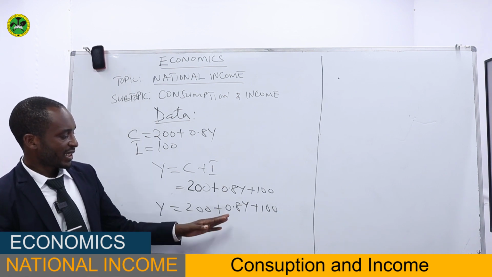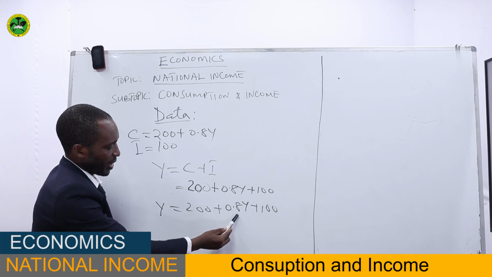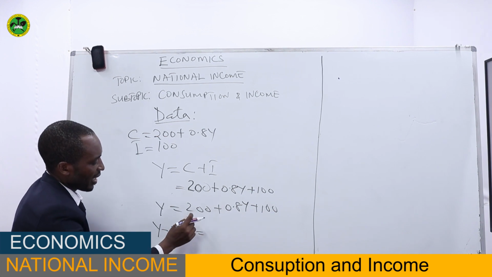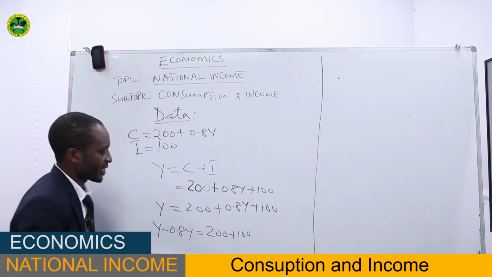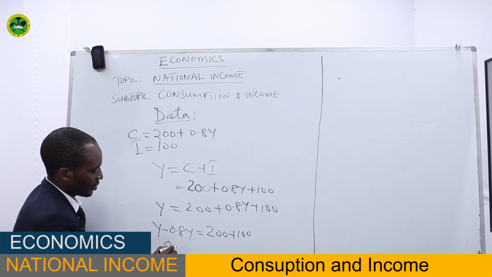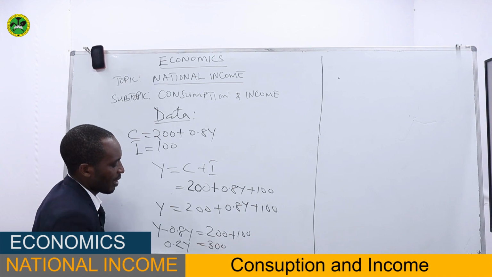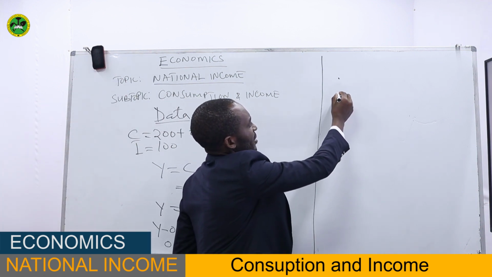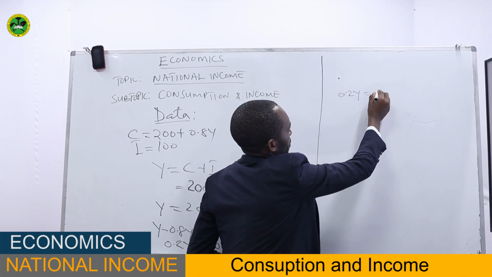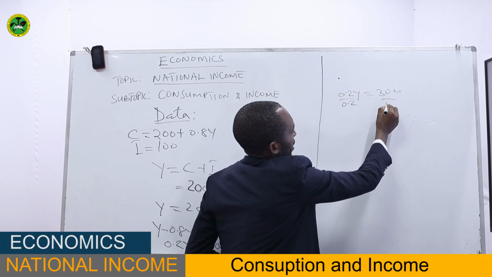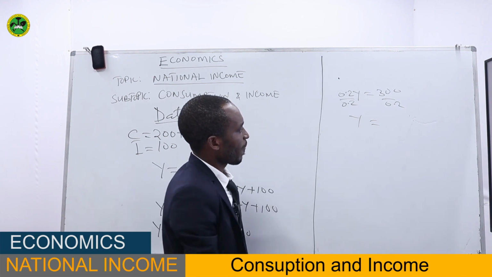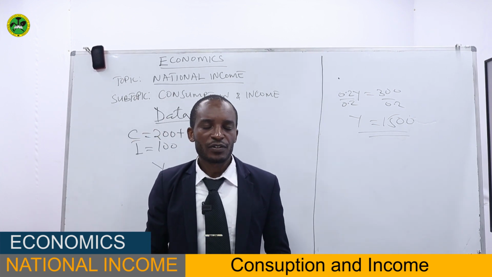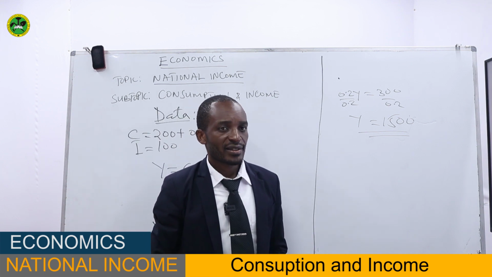Now collect the like terms. This one will come to this side, so it will be y minus 0.8y equals 200 plus 100. When you subtract here, you get 0.2y equals 300. Now dividing both sides by 0.2, y will be equal to 1,500. So the equilibrium level of national income will be 1,500.